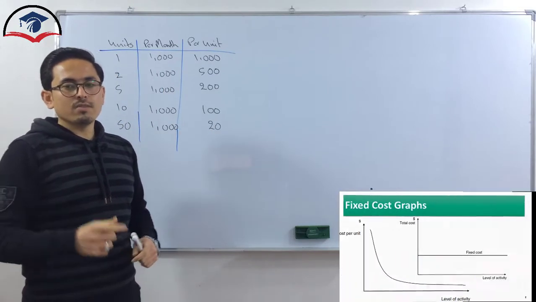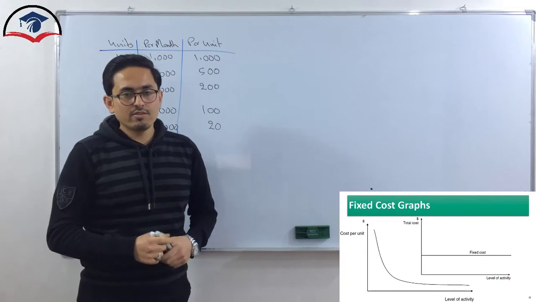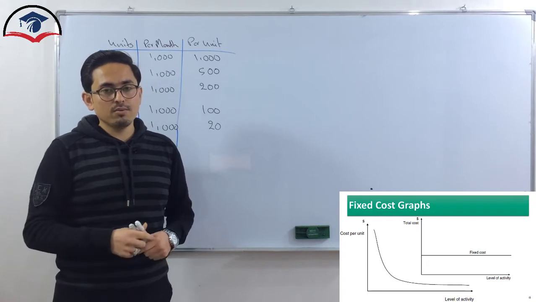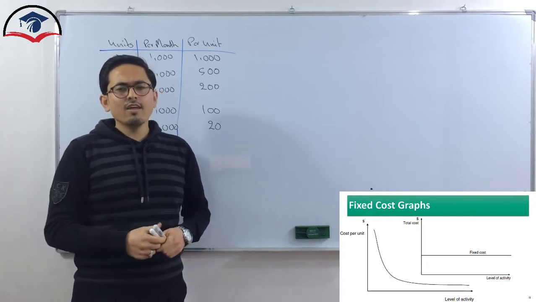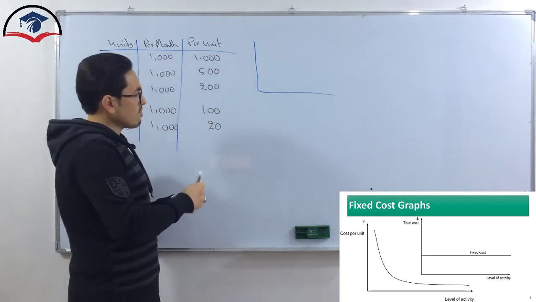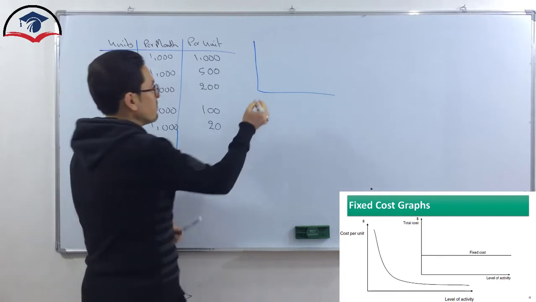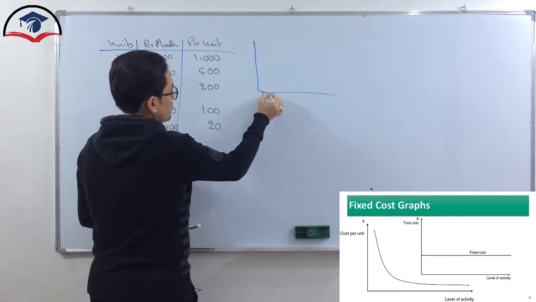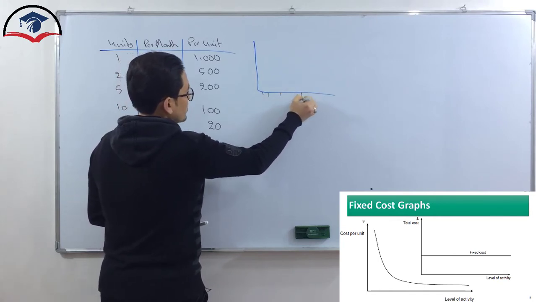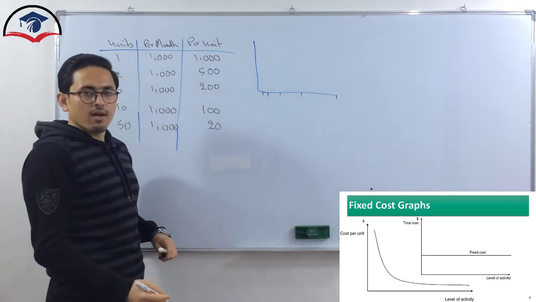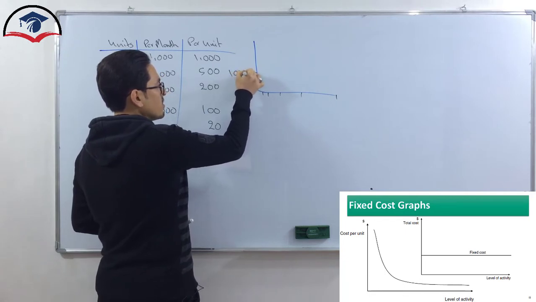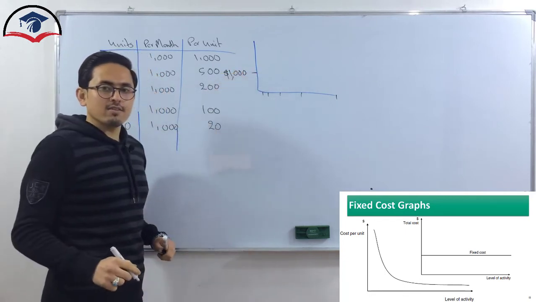Let's go further. Here is the graph. You can see the graph below on the screen. One of them is for the per unit basis, or cost per unit, and one is for total cost. Let me draw that for you here. Suppose this is my graph and this is my level of activity. I have produced 1, I have produced 2, I have produced, suppose 5, I have produced 10, I have produced 50. But what is the change in my level of cost? Still $1,000 is my cost.